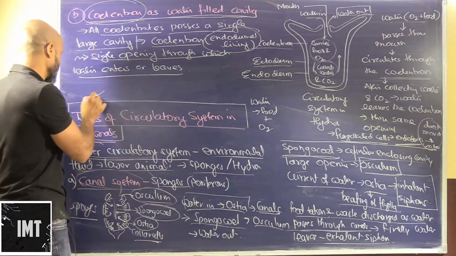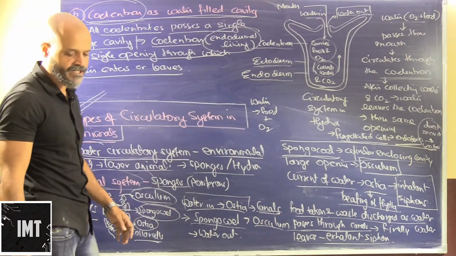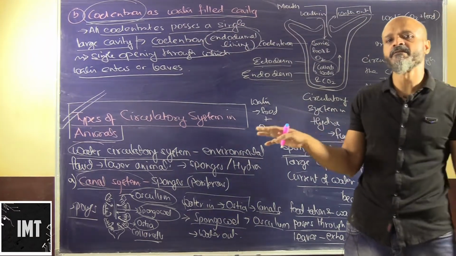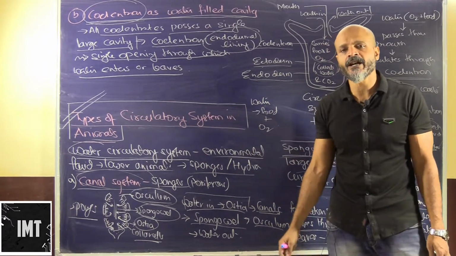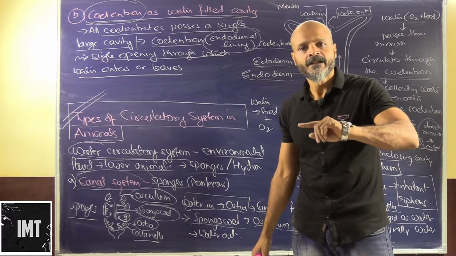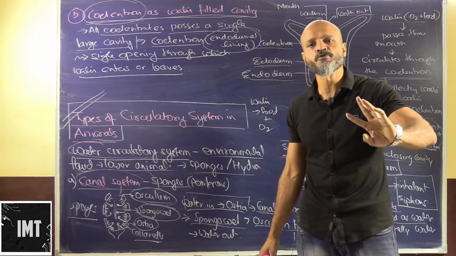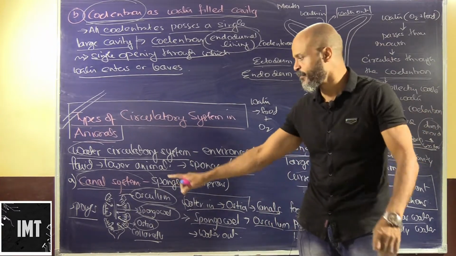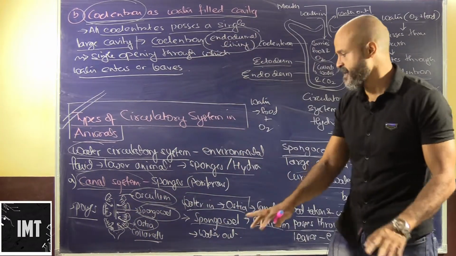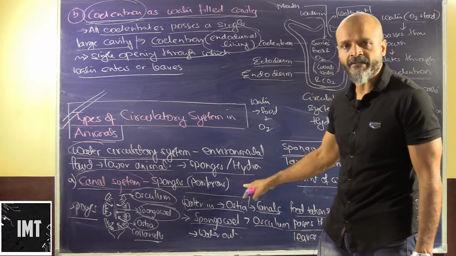This type of circulatory system is known as the canal system, in which there is no internal fluid taking part. There is an external or environmental fluid, water, which is taking part. In sponges, the water enters through different pores known as ostia and moves out through one single pore known as the osculum. The entire exchange takes place in the spongiocele cavity.